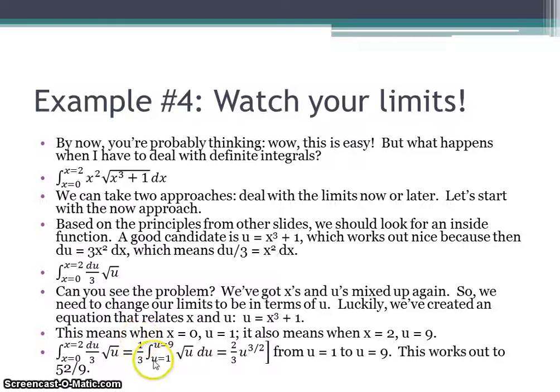We do the integral from u is equal to 1 to u is equal to 9 times 1/3 of the square root of u du. That antiderivative is 2/3 u to the 3/2, which runs from u equals 1 to u equals 9, and this works out to 52/9 when you work that out.